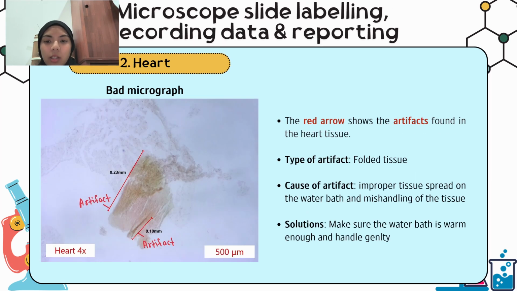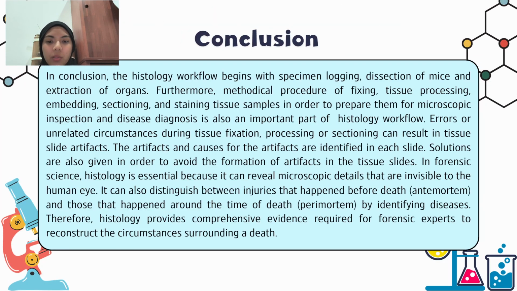In conclusion, the histology workflow starts with specimen lodging, dissection, and extraction of organs, as well as fixation, tissue processing, embedding, sectioning, staining, as well as microscope viewing and labeling.